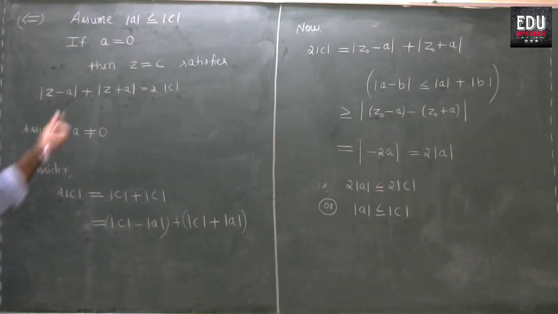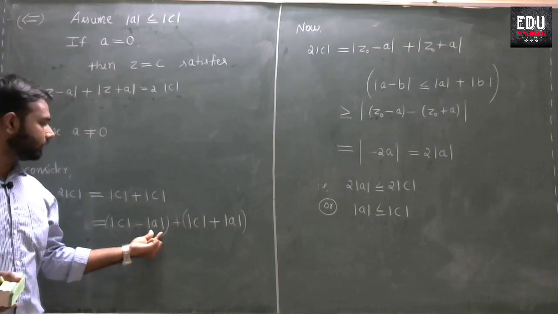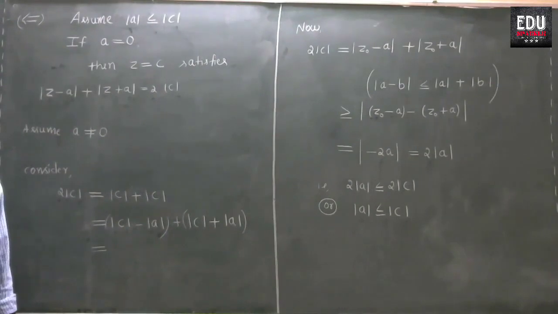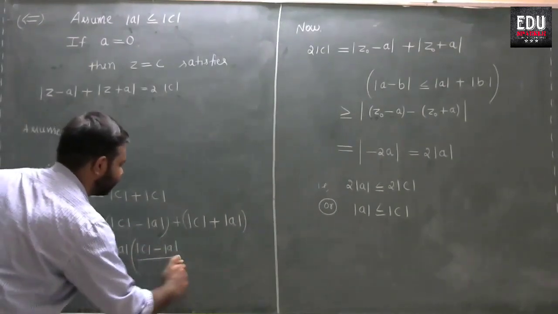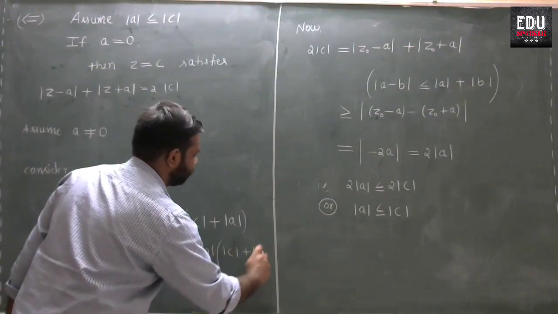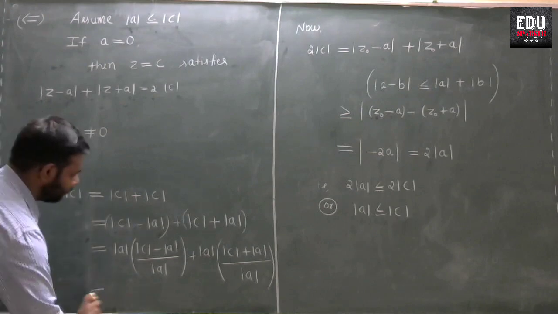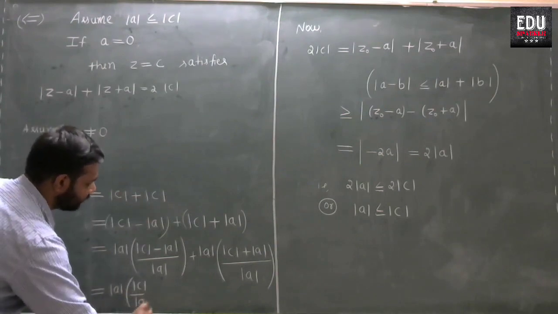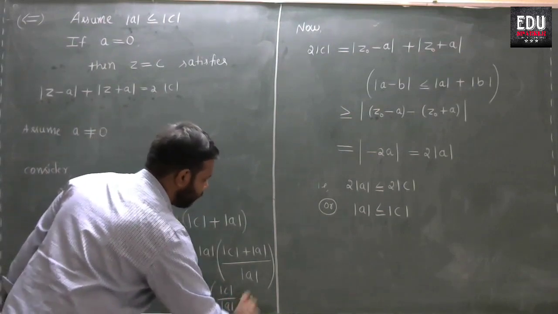Okay. Now I need A here, but here I have modulus of A. So what I'll do is, I'll multiply and divide by modulus of A. Then this will be equal to, so split the denominator, then it will be modulus of A into modulus of C by modulus of A minus 1 plus modulus of A into modulus of C by modulus of A plus 1.